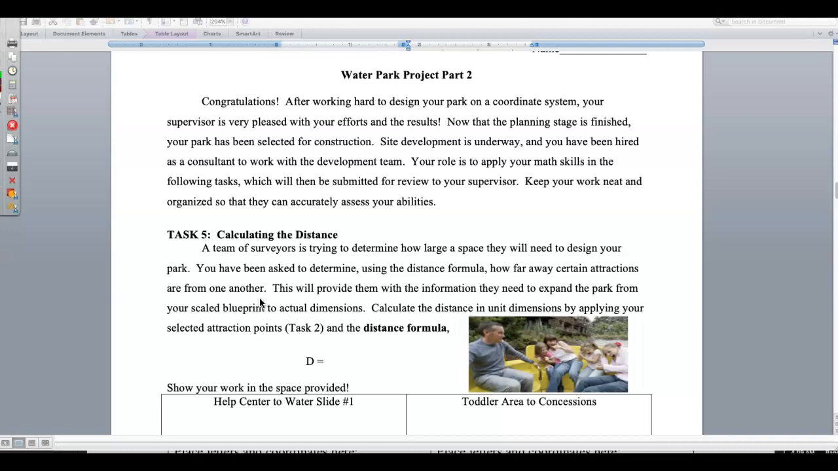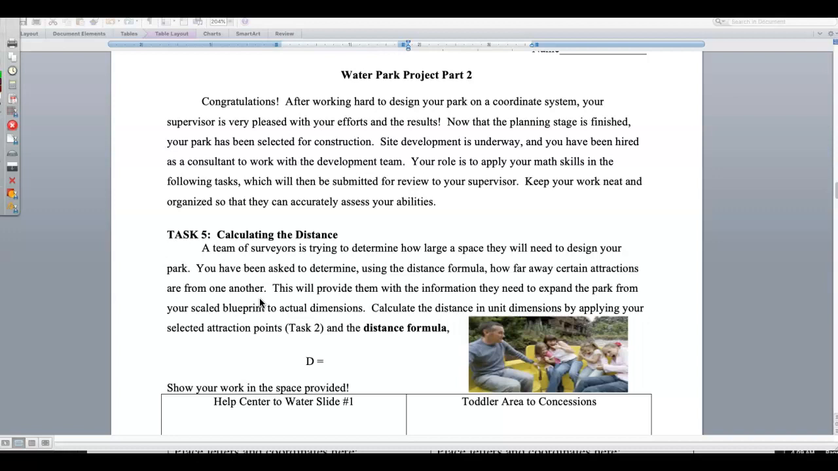Your role is to apply your math skills in the following tasks, which will then be submitted to your supervisor for review. Keep your work neat and organized so that you can accurately assess your abilities. Task 5, calculating the distance. A team of supervisors is trying to determine how large a space they will need to design your park. You've been asked to determine, using the distance formula, how far away certain attractions are from one another. This will provide them with the information they need to expand the park from your scaled blueprint to actual dimensions. Calculate the distance and unit dimensions by applying your selected attraction points from task 2 and the distance formula.